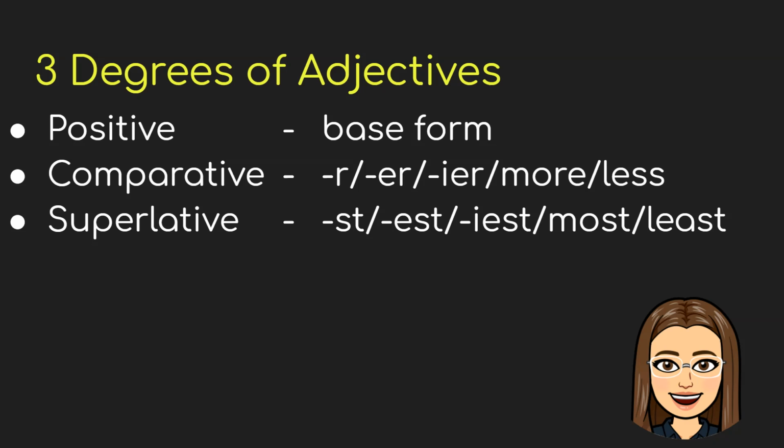We form comparative adjectives by adding r, er, or ier at the end, or the words more or less at the beginning of the adjective. And for the superlative degree of the adjective, we form it by adding st, est, or iest at the end of the adjective, or the words most or least before the adjective.